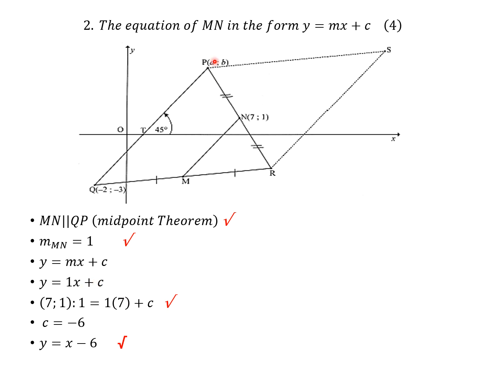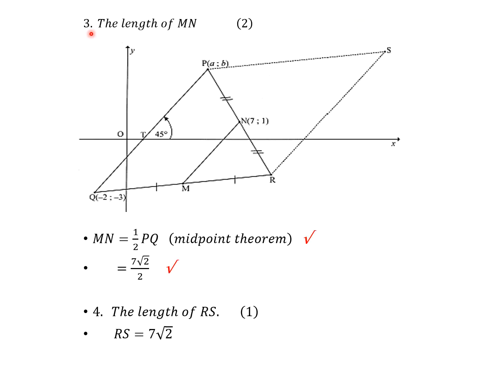We want the equation of MN, so on M and N we only have the point (7; 1). So x is 7 when y is 1. If I take 7 across, 1 minus 7 gives me -6, so c is -6. So the equation of MN is y = x - 6. So 1 mark for midpoint theorem, another mark for the gradient, 1 for correct substitution, and 1 for the correct formula. Alright, going to the next question. I hope you follow what I've done there.